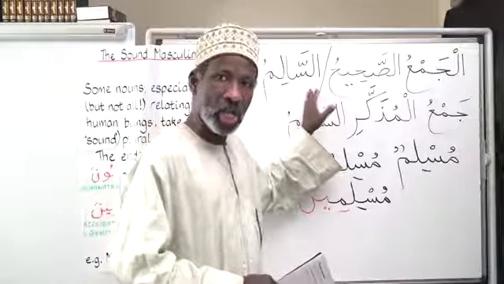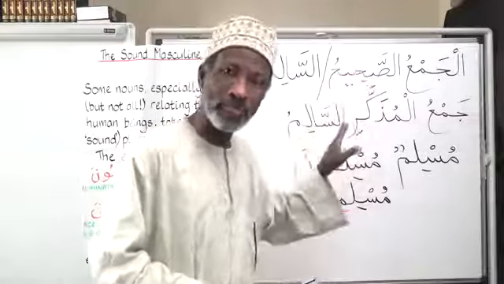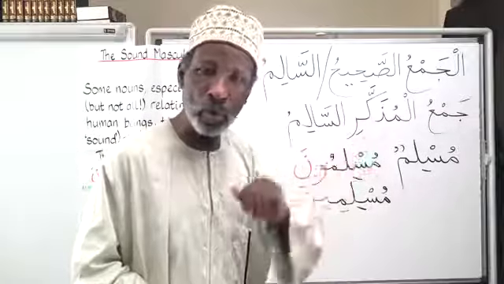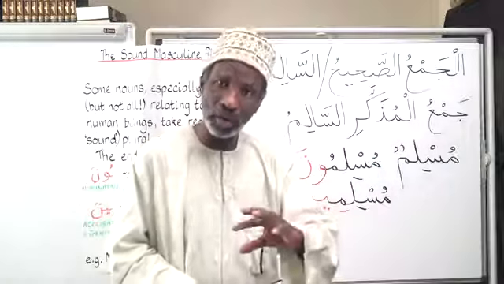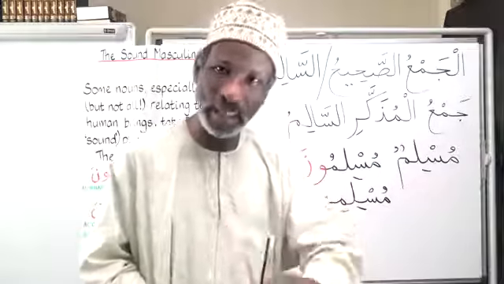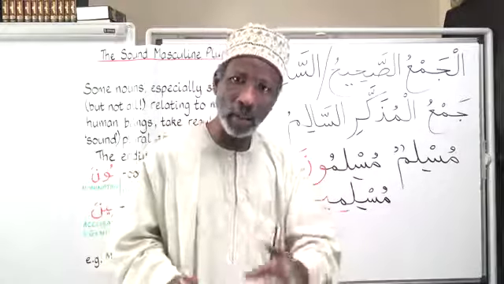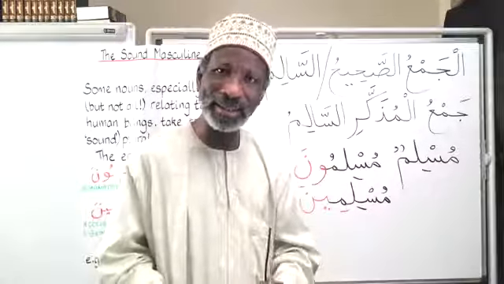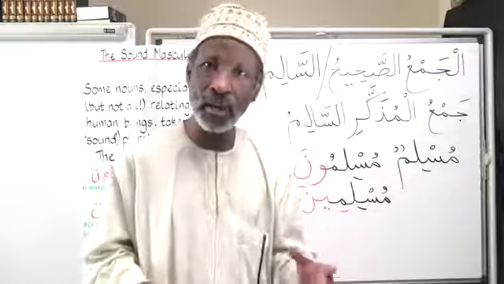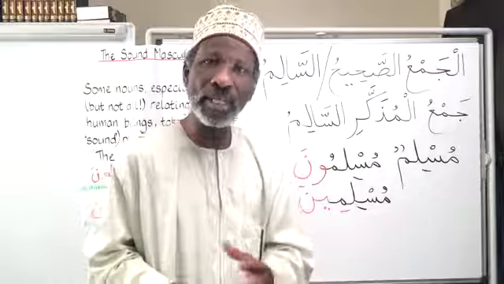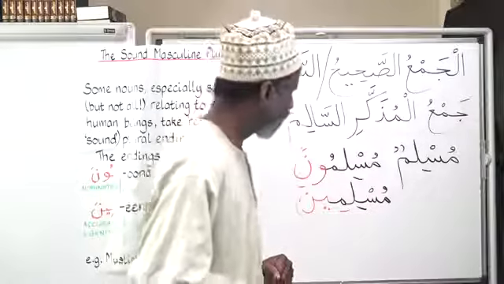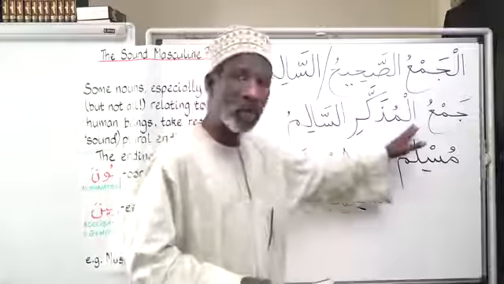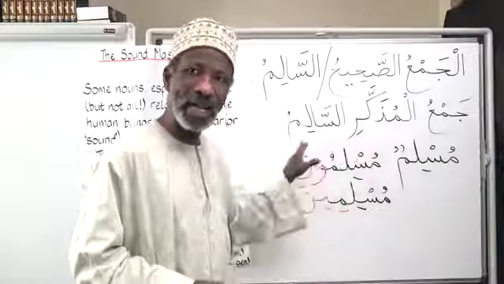الجمع الصحيح أو الجمع السالم. That is sound plural. And the sound plural has 2 branches. One is masculine, the sound masculine plural, and the other one is the sound feminine plural. Let's deal with the sound masculine plural first. Now, it's called جمع المذكر السالم.